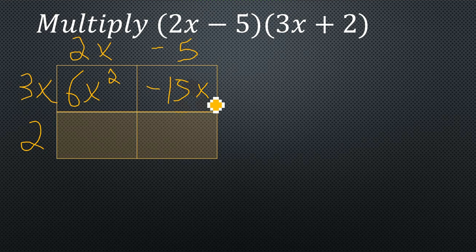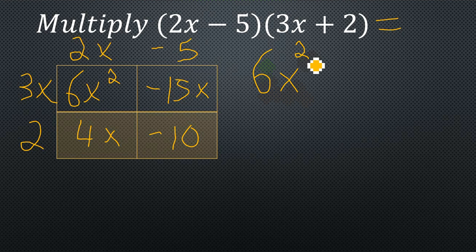We're going to do 2x times 2, which is 4x. We're going to do 2 times negative 5, which is negative 10. At the very end, we'll add any like terms. And so our final answer here, this expression is equivalent to 6x squared minus 11x minus 10.